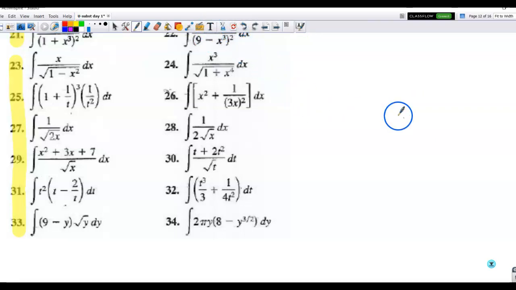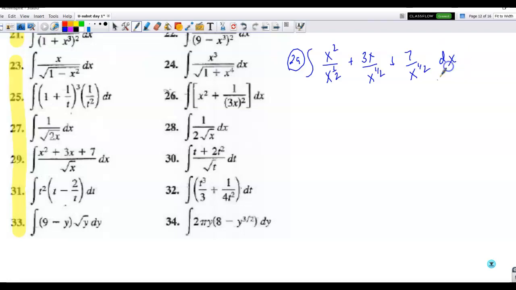Number 29. I hope you see: take apart, Miss Oliver Math. It's a fraction, so I'm going to rewrite number 29 as x squared over x to the 1/2 power plus 3x over x to the 1/2 power. Take the fraction apart. Plus 7 over x to the 1/2 power dx.